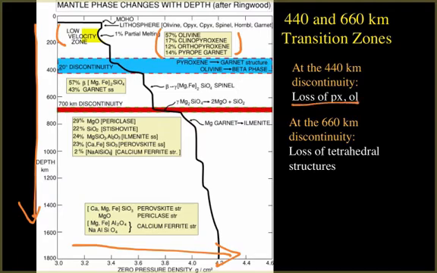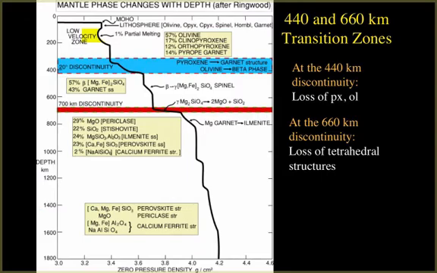Then at the 440 discontinuity, we see the loss of pyroxene and olivine. The pyroxene is transformed to a garnet structure, and olivine goes to a polymorph of olivine that's a denser structure at these high pressures. Then density continues to increase toward the 660 discontinuity, and we have spinel structures of the minerals here. At the 660 discontinuity, we have a loss of the tetrahedral structures, like the silica tetrahedra that is found in many of these silicate minerals.